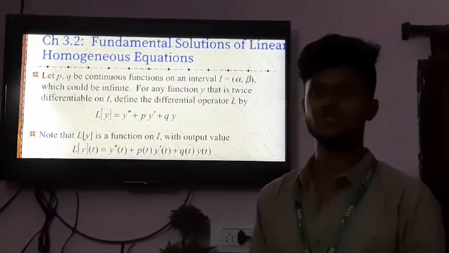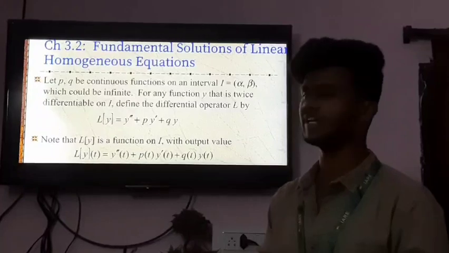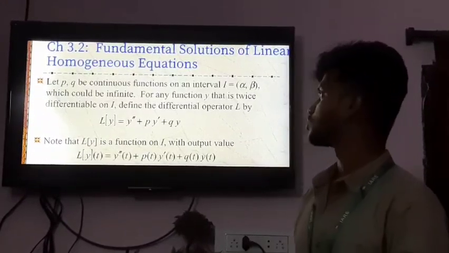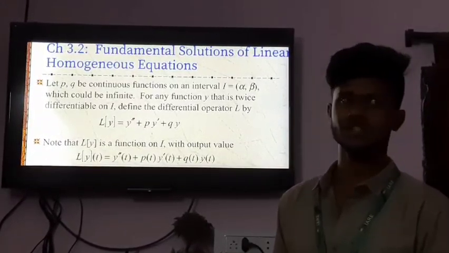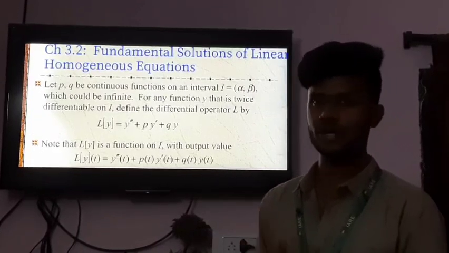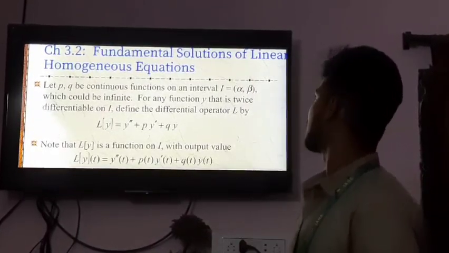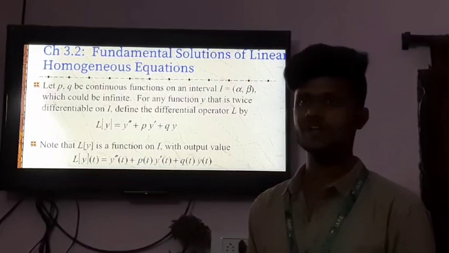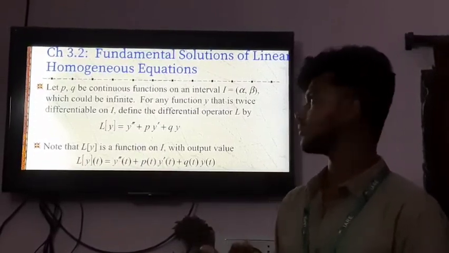Today my topic is Wronskian determinant. So let us first learn about the fundamental solutions of linear homogeneous equations. A homogeneous equation is a differential equation of two variables x and y.